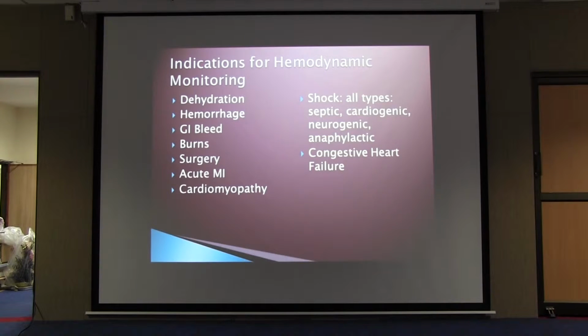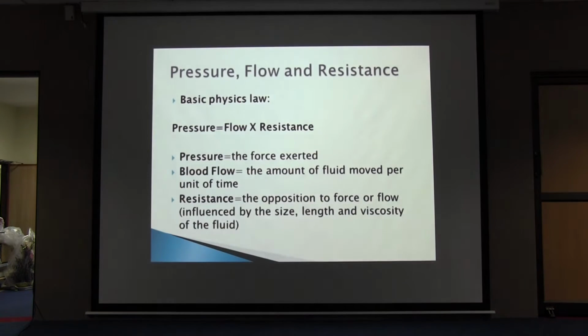So it's very important to monitor the hemodynamics of a patient in ICU. And when do you want to monitor all these things? These are the conditions where you monitor: particularly in patients with dehydration, hemorrhage, GI bleed, burns, post-operative surgery, acute MI, cardiomyopathies, or shock because of any etiology, be it septic, cardiogenic, neurogenic or anaphylactic shock, and then congestive heart failure. So these are the few conditions where you need to monitor the hemodynamics of a patient in an ICU.